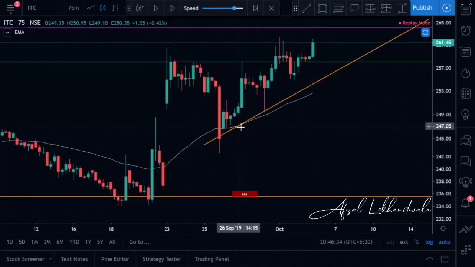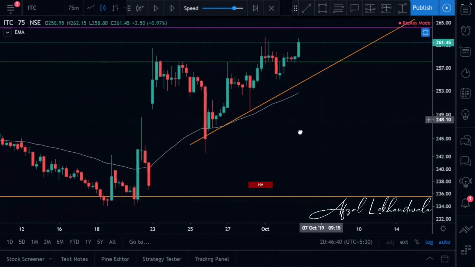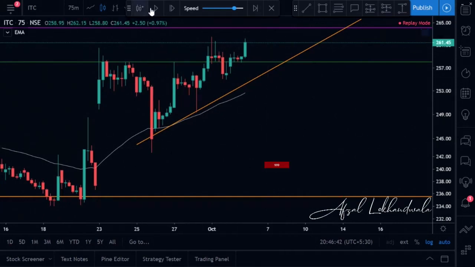Now here again we have a moderate uptrend. The price is making higher highs, so we need some sort of confirmation from the 75 minutes to go short. Let us see what happens next.